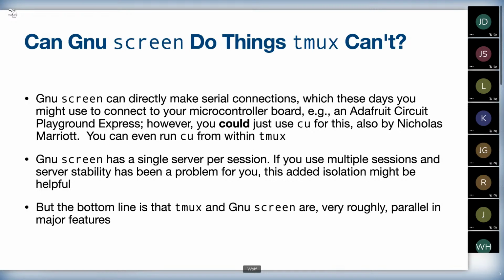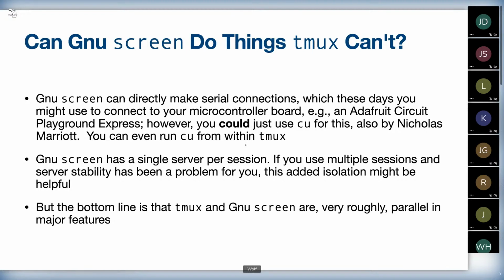So can screen do things that TMUX can't? This is a question specifically for Kattni Rembor. GNU Screen can directly make serial connections, which is a weird thing for a terminal multiplexer to do. You might use that to connect to a microcontroller board. However, you could just use a program called CU for this. There's actually several different serial connection tools, and you can even run CU from within TMUX.